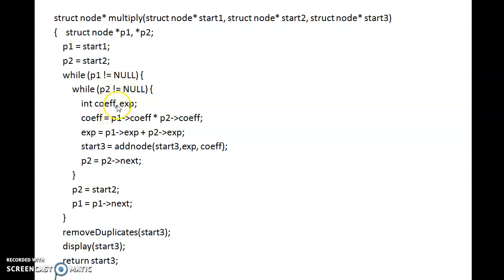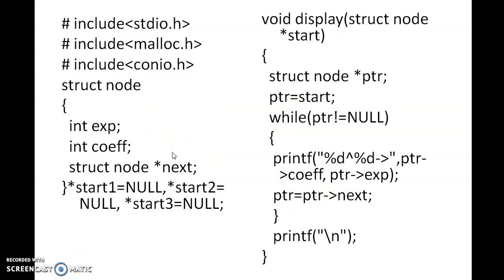So I am taking P1. P1 is multiplied with the terms that are present in the second polynomial. That is, P1 of coefficient is multiplied with P2 of coefficient, and P1 of exponent is added to P2 of exponent. I am taking this as a coefficient and exponent, and I am adding this new exponent and coefficient to the third polynomial, that is start 3.